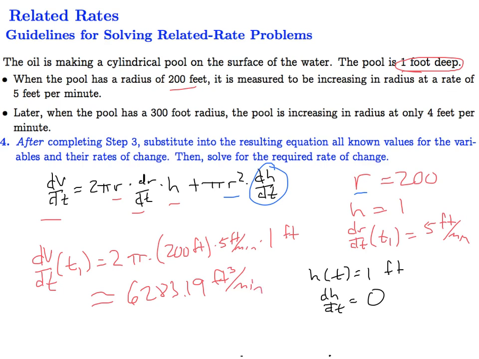So this is how much oil is being pumped out at that first time that we measured, when the radius was increasing at a rate of 5 feet per minute, and it was increasing at a total radius already of 200 feet. So we're losing about 6,300 cubic feet a minute of oil.